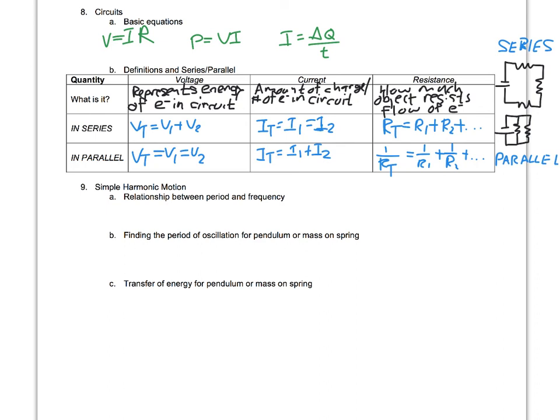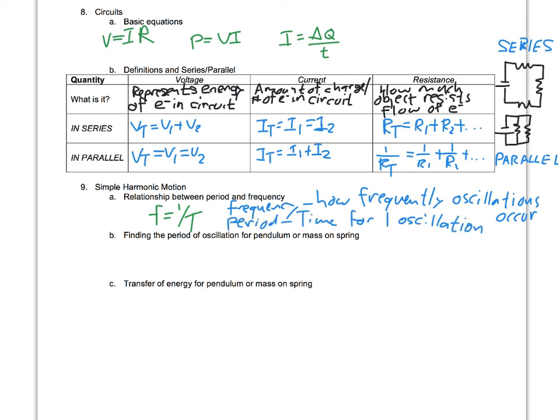The last thing we're going to think about here is simple harmonic motion. We'll talk about a few things related to that. The first thing is just the basic relationship between frequency and period. The frequency is how frequently oscillations occur, and the period is the time for one oscillation. So they have an inverse relationship: frequency is 1 divided by the period.